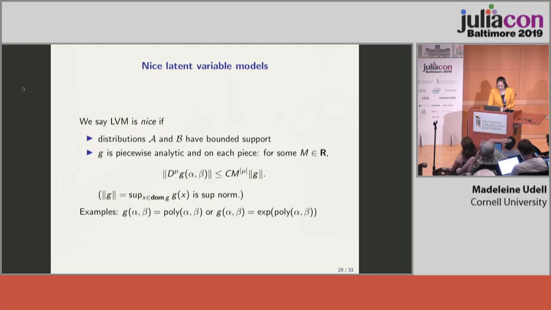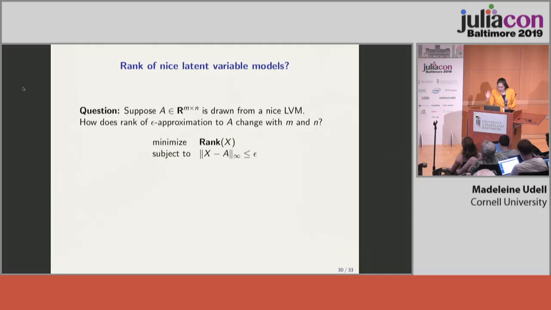But it's pretty weak, okay? Okay, so if we do this, let's suppose that we get a matrix that's drawn from this latent variable model. How does the rank of an epsilon approximation to A change with the number of rows and the number of columns? So I'm not saying it's going to be low rank if I take a 30 by 30 problem, if I take 30 data sets by 30 machine learning models.